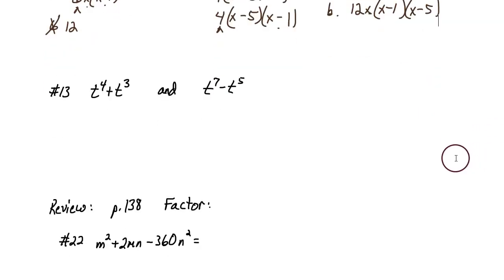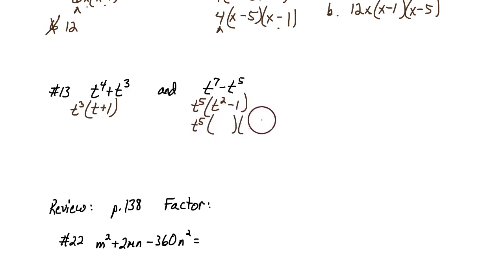Number 13, let's factor these polynomials. The first one has a GCF of t to the third. That leaves t plus 1. The second one has a GCF of t to the fifth. And that leaves t squared minus 1. T squared minus 1 is a difference of squares. So this makes t to the fifth times t plus 1 times t minus 1.